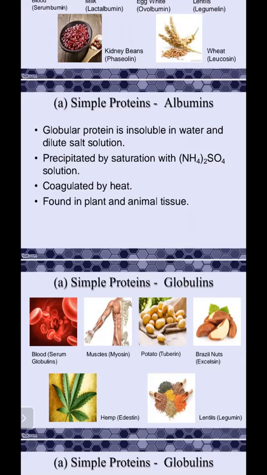Egg. Have you ever boiled an egg? Yes ma'am. What we mostly see is that the yellow portion becomes hard. So when it becomes hard, that process is known as coagulation. So that phenomenon is known as coagulation.